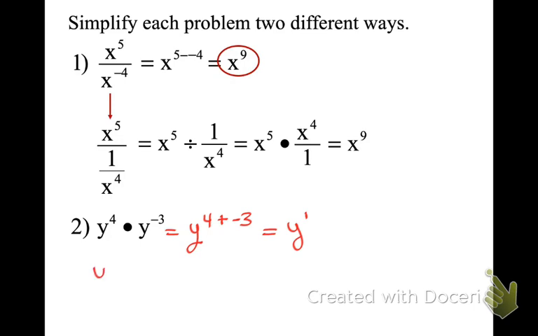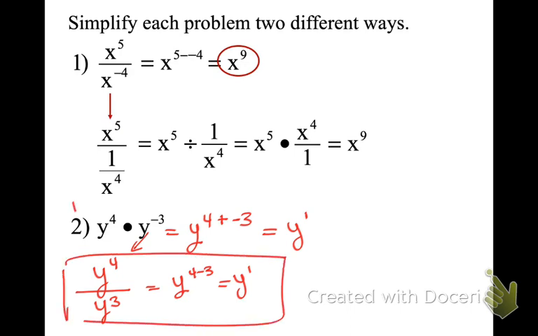We could also do it like this. Y to the 4th power, I'm going to take the reciprocal and do y to the 3rd. Then it's y to the 4 minus 3, which is y to the 1st. So a couple different ways to do it. When you're dividing, you subtract the exponents, and when you multiply, you add them in the first place. But you have to pay attention to the integer rules too. Do you understand? These are the same thing, just a different way to do it.